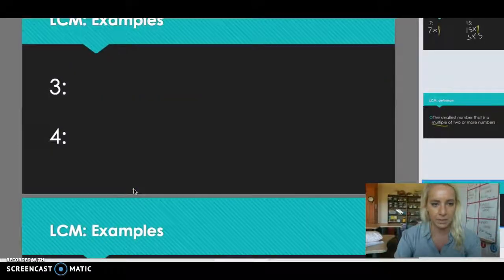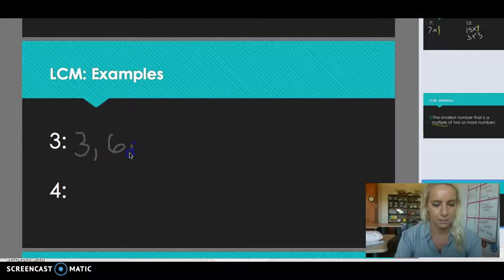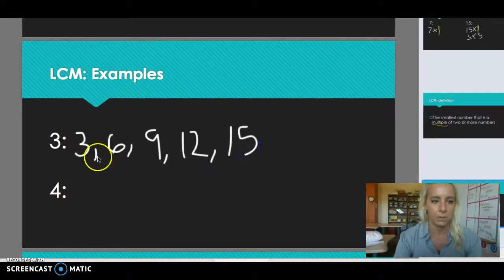So let's look at some examples. What we're going to do is list the multiples of 3 and 4. So 3, I'm counting by threes, 6, 9, 12, and 15. Now I could keep going, but I'm going to do at least 5 multiples.